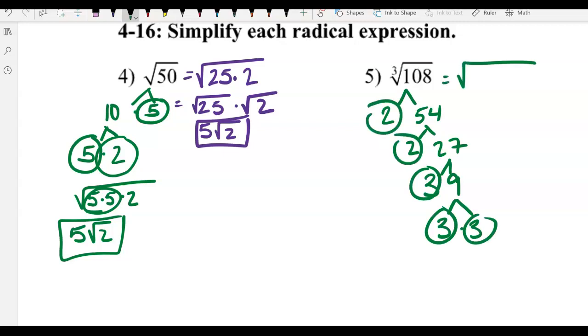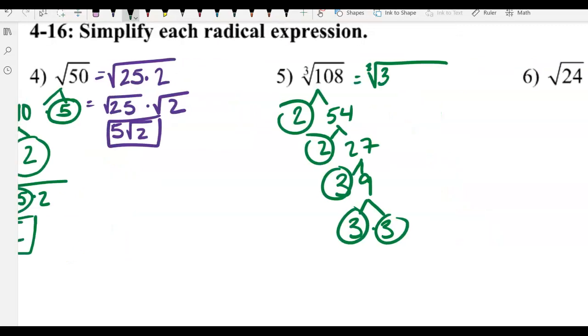Now, these are all the prime numbers. And I'm going to write, okay, it's a cube root. How many 3s do we have? 3. So we write it 3 times 3 times 3. How many 2s? All right. Do we have 3 of the same number? Yeah, that means it can be simplified out.